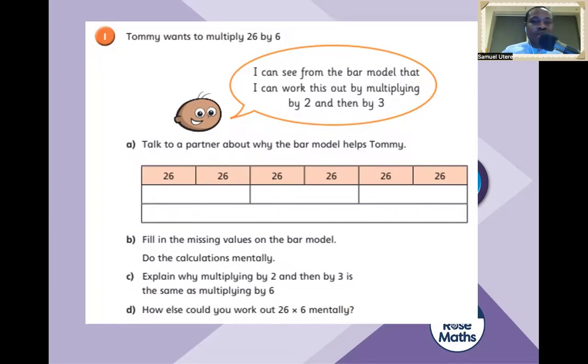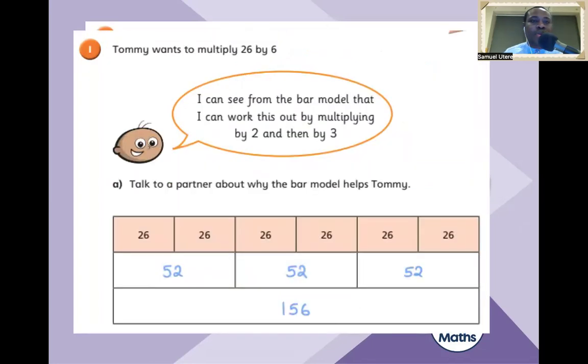Let's discuss them. So for question 1, you were asked, Tommy wants to multiply 26 by 6. You were asked to use the bar model and work out by multiplying by 2 and then by 3. And you can see that this calculation can be simplified to 26 times 2, and then whatever you get, you multiply by 3. That will be 156.